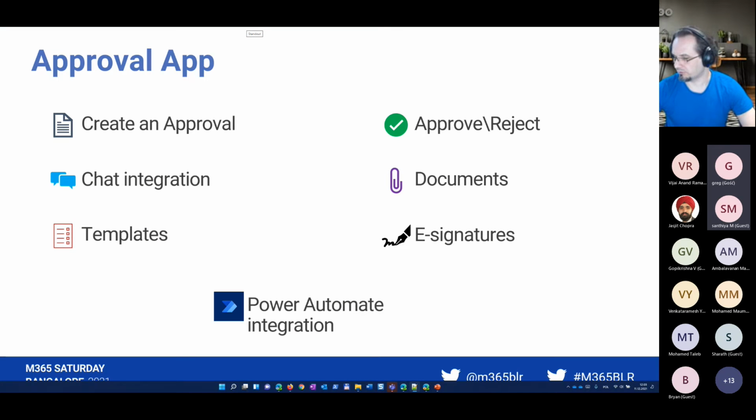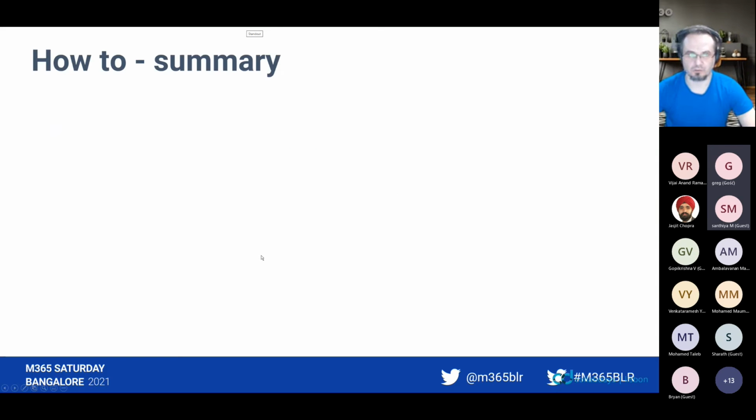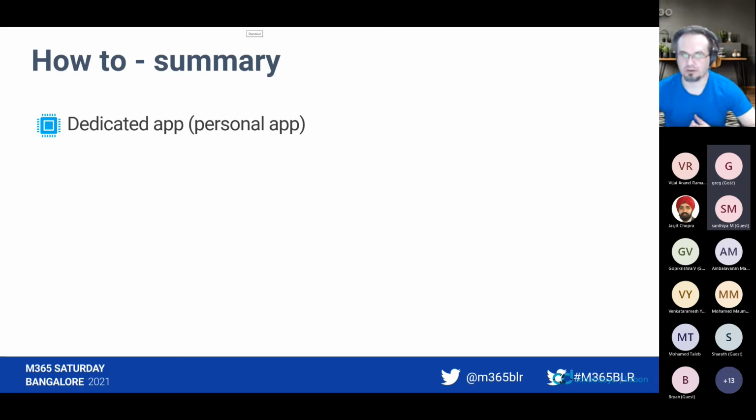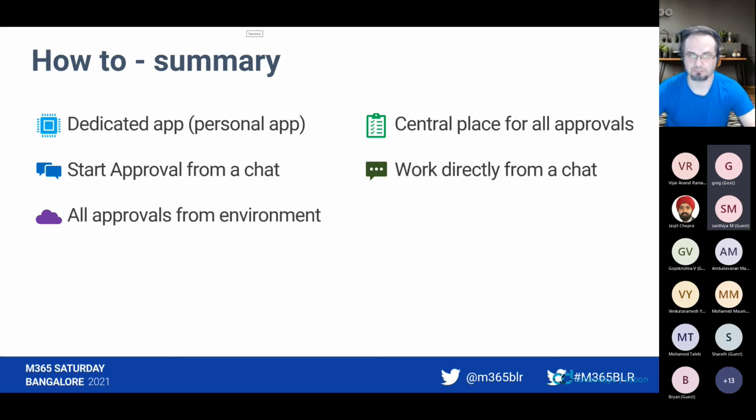Okay, let's go quickly back to the slides, because that was the last feature that I wanted to show you. Yeah, that was the demo. So, quick summary: a dedicated personal application, a central place for all approvals from your Office 365, created in the application or in Power Automate. You can start an approval from chat. You can accept or reject from chat as well.